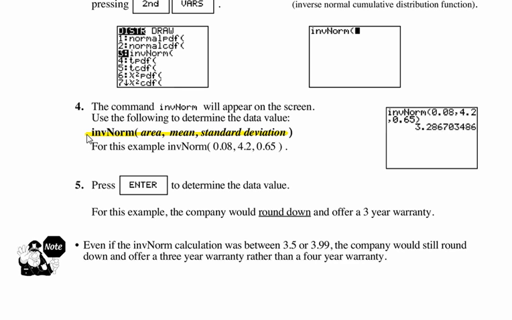For this example, the company would round down because we don't want more than 8%. Even if the inverse norm calculation was between 3.5 or 3.99, we'd still only warranty for 3 years because we want it under 8%.